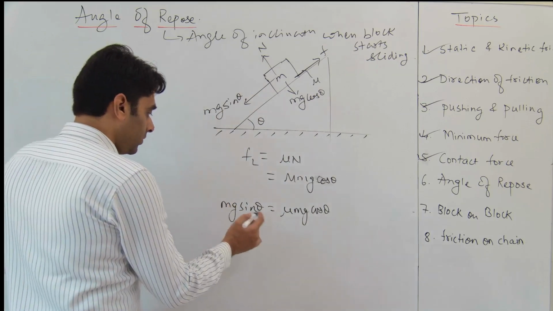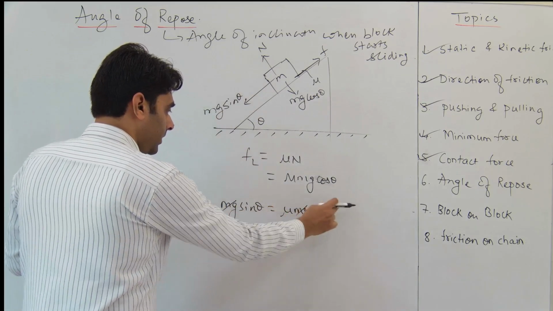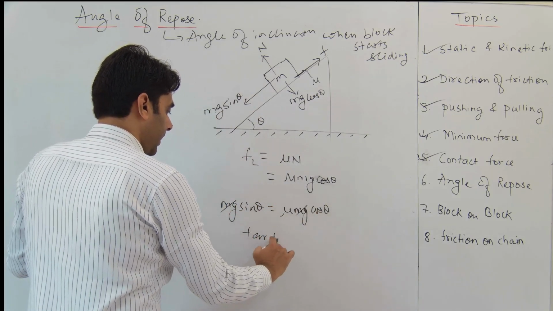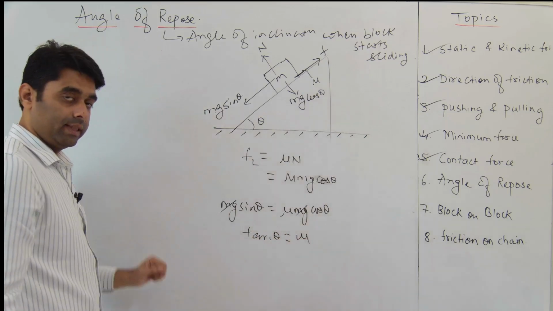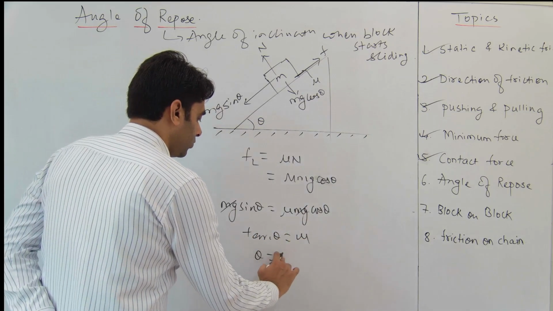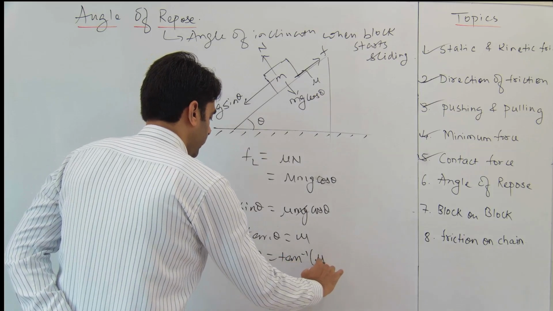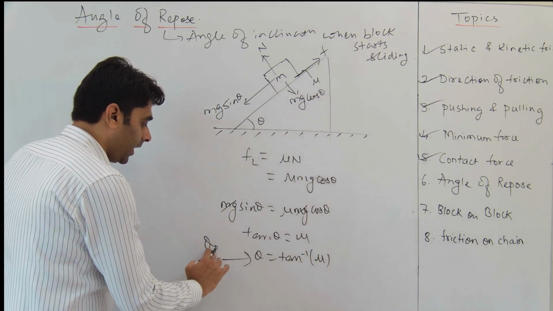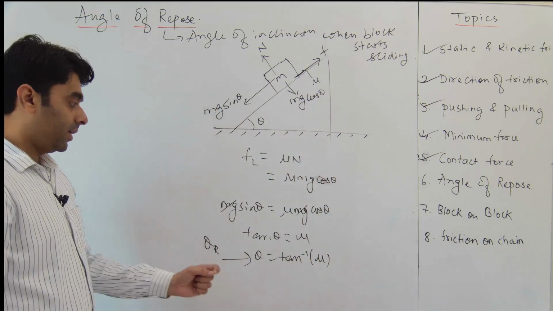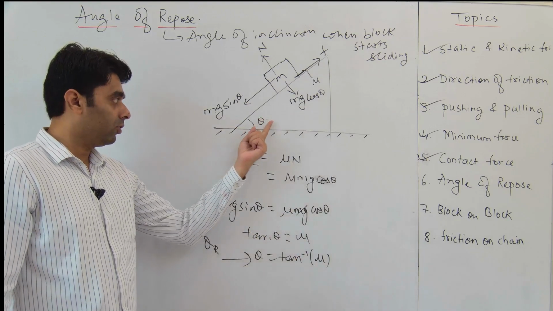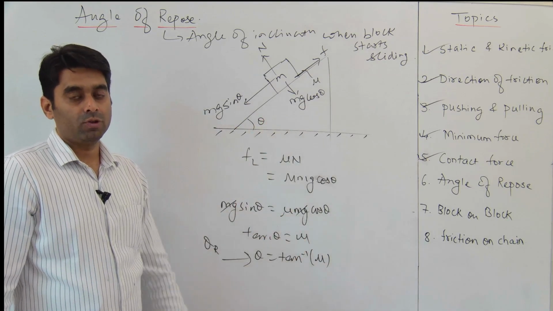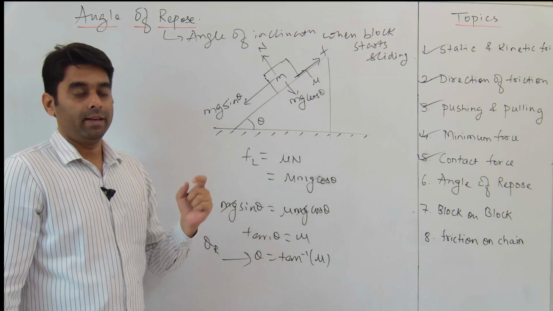Now if we solve it, mg cancels out, sin theta by cos theta, tan theta is equal to mu. That implies theta is equal to tan inverse of mu. This is our angle of repose, theta r. You can also mention it as theta r. That means when your angle of inclination is tan inverse of mu, the block will start sliding.